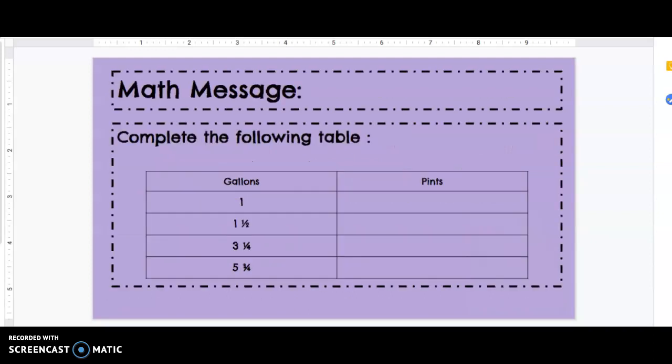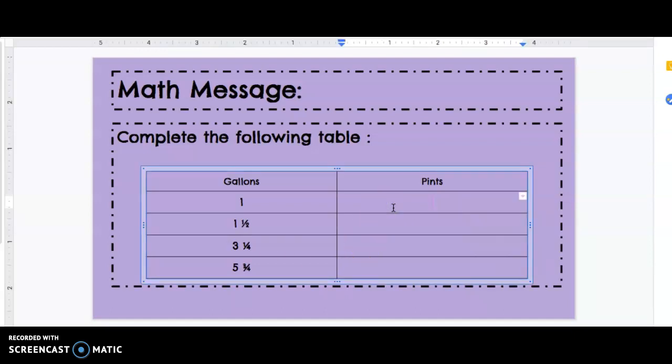Let's get started on our math message. I want you to complete the following table using everything you remember about converting liquid measurements. Take a second and pause the video, and think: 1 gallon is how many pints? How many pints are in 1.5 gallons? How many pints are in 3 1/4 gallons? And how many pints are in 5 3/4 gallons? Pause the video, and when you're ready, press play.